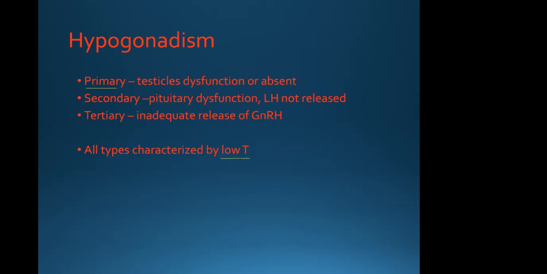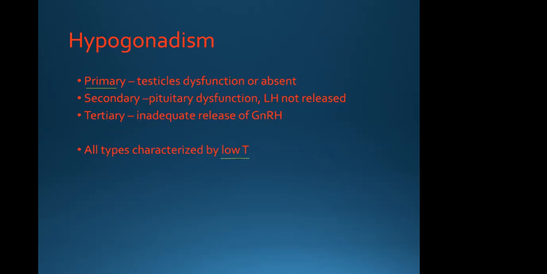All right, let's go to the secondary. In secondary, the pituitary is dysfunctional. Something is wrong with the pituitary gland, so we're not getting release of luteinizing hormone and probably not FSH. Those are down, and we have low testosterone. What's going to happen with gonadotropin-releasing hormone?